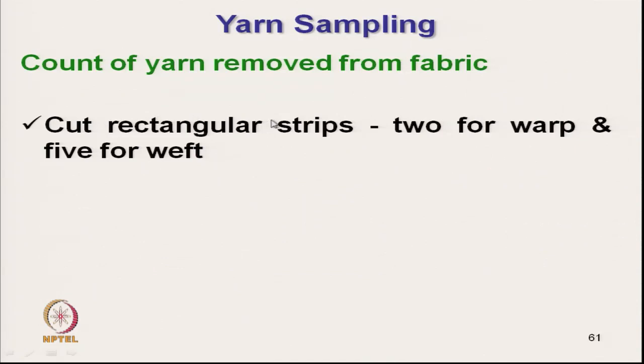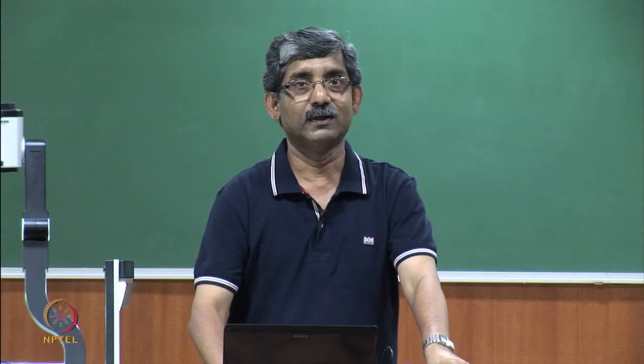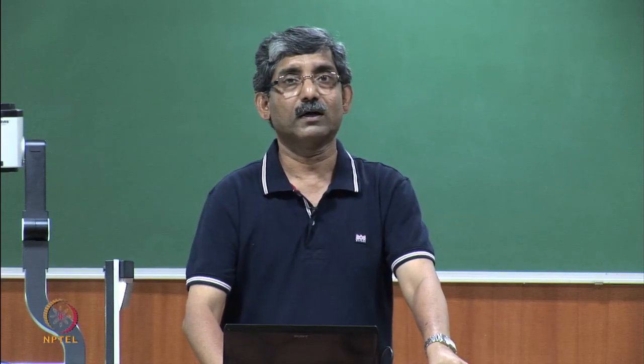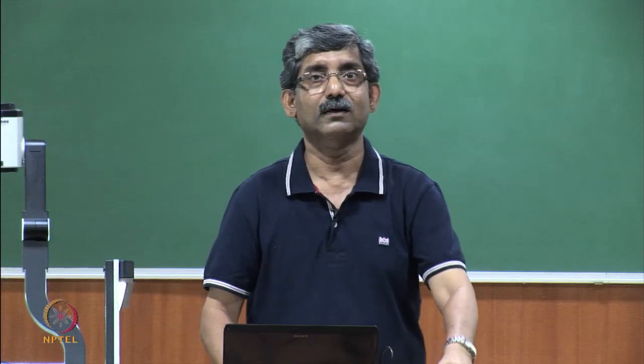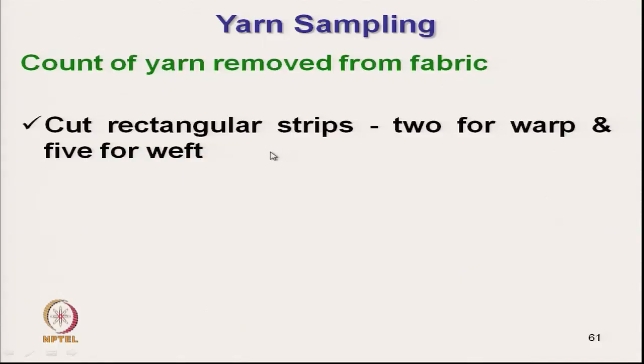Now, for the count of yarn removed from fabric, suppose we want to measure the count of yarn which is removed from the fabric. This is for measurement of yarn count. So, we have to cut rectangular strips from the fabric. We cut 2 strips from the warp direction, and typically as per standard 5 for the weft side. Why for warp less?